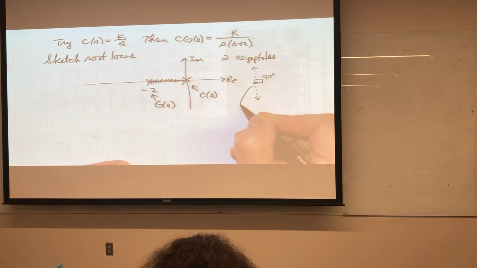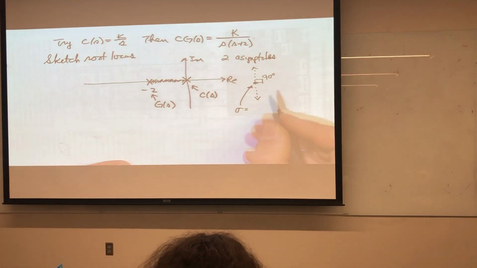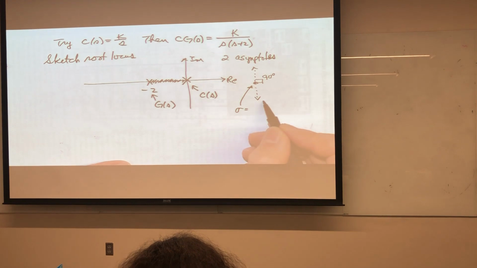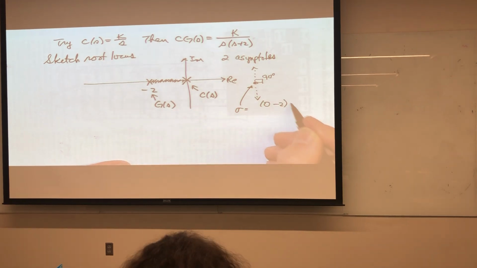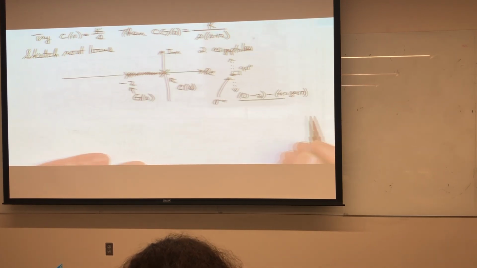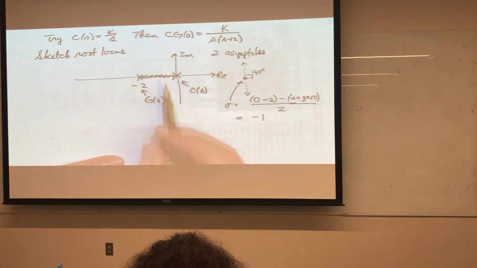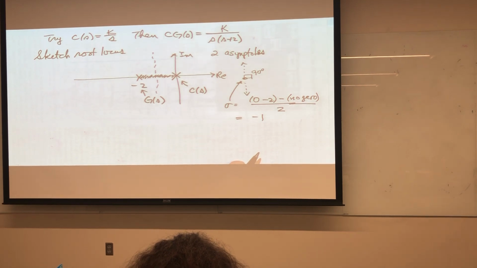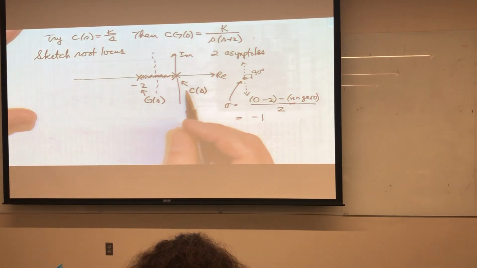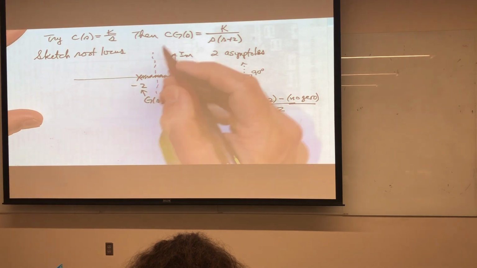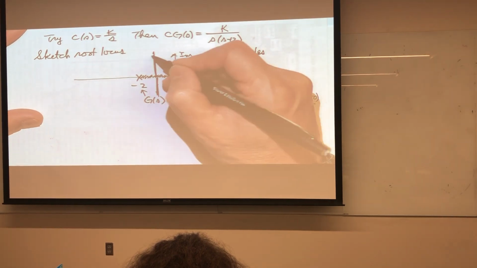And this point here, the centroid, is going to be the sum of the poles, which is 0 minus 2, minus the zeros. There are no zeros, so there's nothing to remove. And then divide by the number of asymptotes, so it's 2. So the answer is equal to -1. So this point here should be at -1, which means I need to put my dashed lines right here. Okay. And so the completed root locus will look something like this.